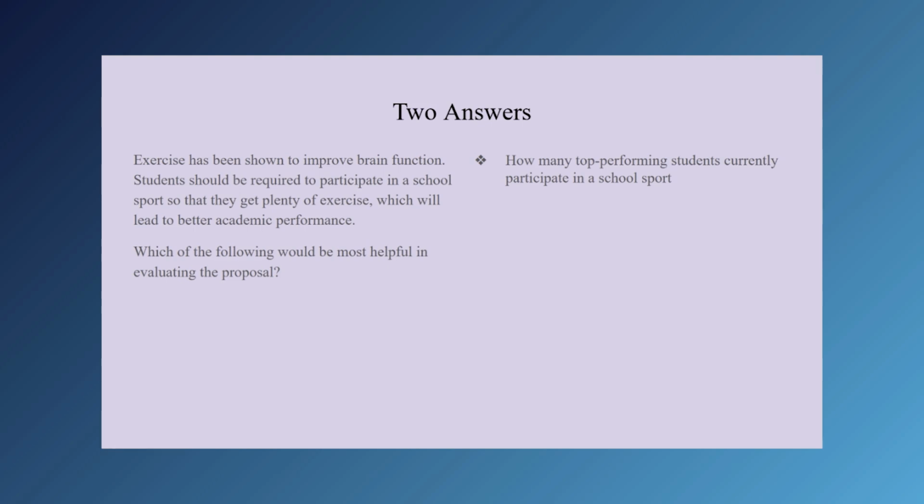To test this answer, we'll pick two extremes. Let's say on the one side, 0 top-performing students currently participate in a school sport. On the other side, most or all of the top performers participate currently. Either way, the requirement could lead to better academic performance. Even top performers might have room to improve.